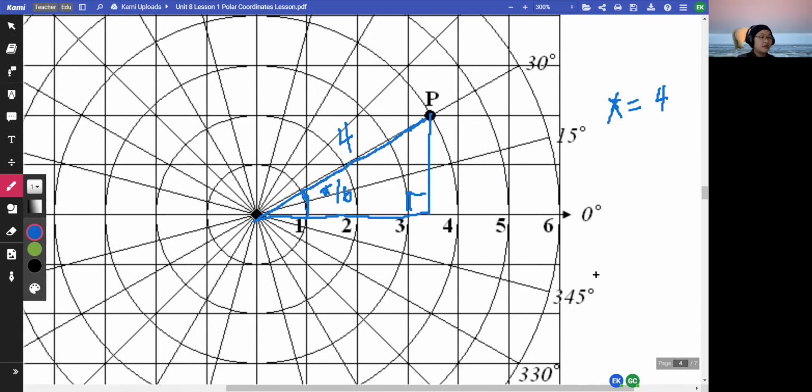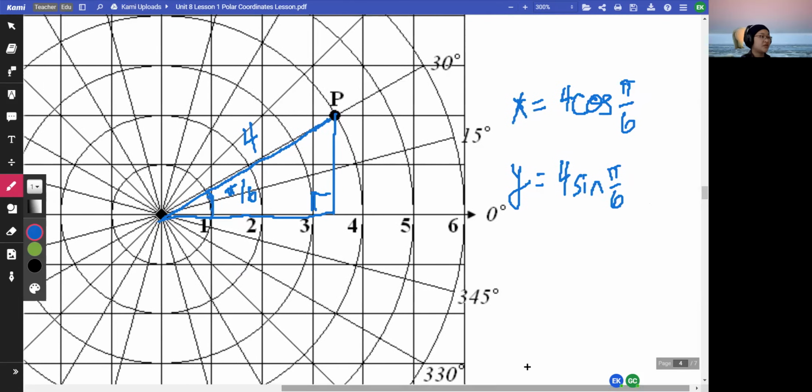And then our Y. Y is going to be 4 sine pi over 6. Cosine is our X coordinate and sine is our Y coordinate on the unit circle. This is a 4 unit circle, so we're multiplying them by 4. I feel pretty confident about that. So then can we simplify that? I think so. I got my speed trig down.